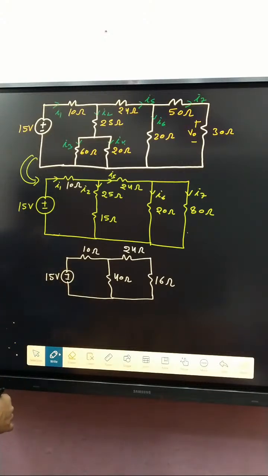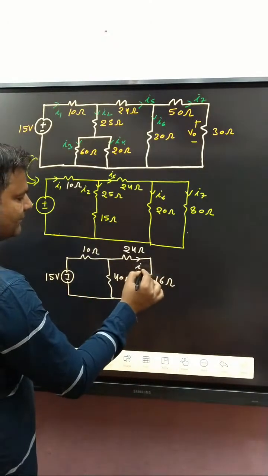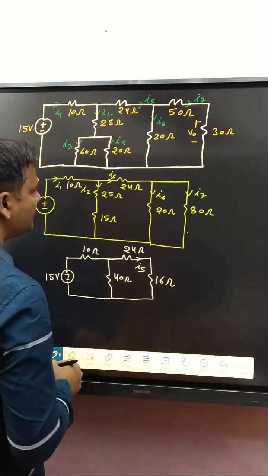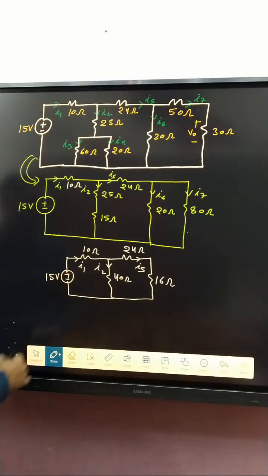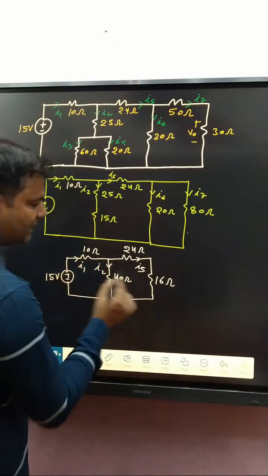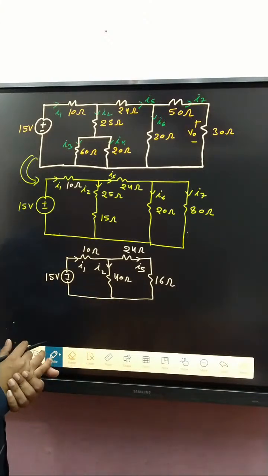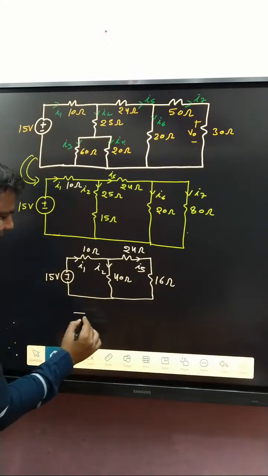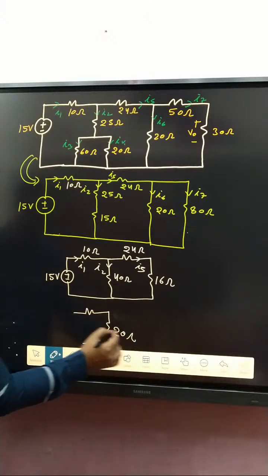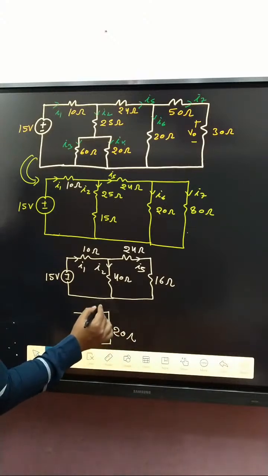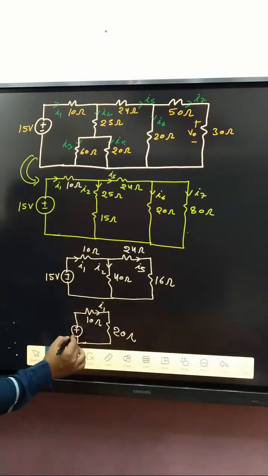Okay? After that, and here, what about current? I5. And here, what about current? I2. And what about current? I1. After that, 24 and 16, that is 40. 40 and 40 are parallel, so the combination of these two, we got this one 10 and that one 20 ohm. Okay? And what about current in this branch? I1, and that one is 10 ohm. And here, what about the voltage source? That is 15 volt.